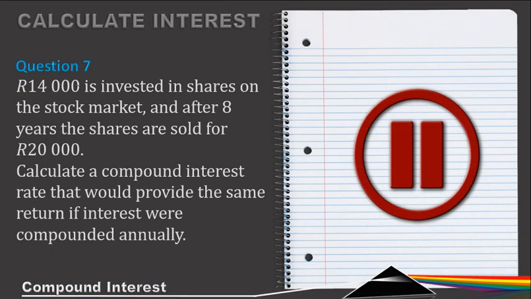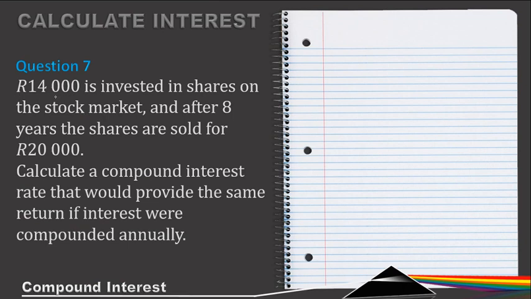Okay, so then for question 7, 14,000 Rand is invested in shares on the stock market. After 8 years, the shares are sold for 20,000 Rand. Calculate a compound interest rate that would provide the same return if interest were compounded annually. So compound interest, A equals P(1 + i)^n, and I'm sure you can say this formula now in your sleep. So now A, P, i, n.